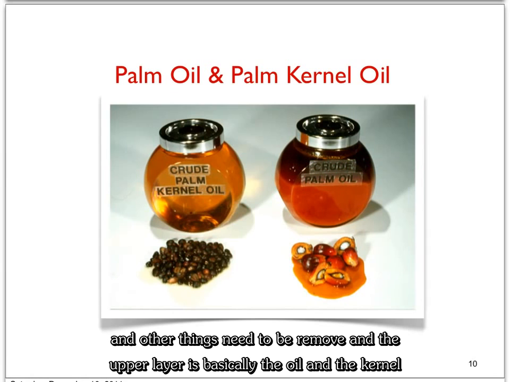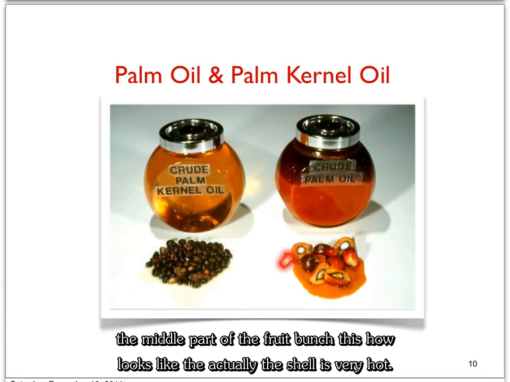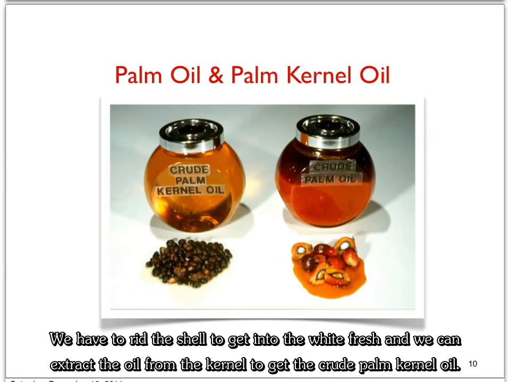The upper layer is basically the oil. And the kernel, the middle part of the fruit bunch, this is how it looks. Actually the shell is very hard. We have to break the shell to get into the white flesh, and we can extract the oil from the kernel to get the crude palm kernel oil.